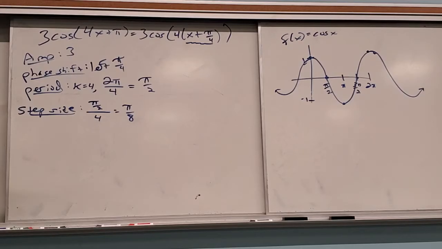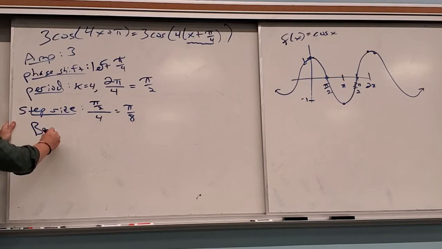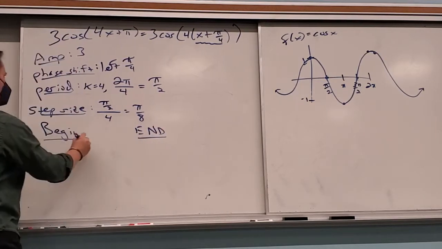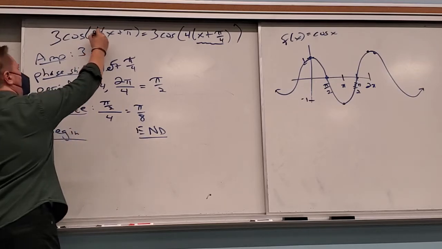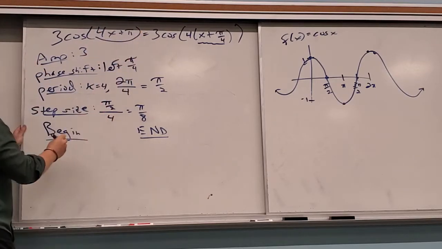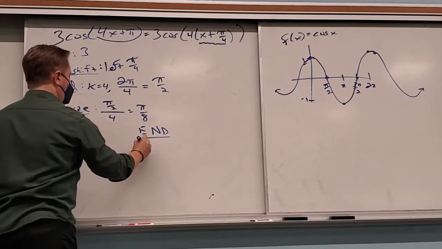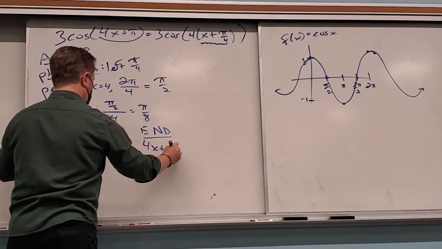And I don't ask for this here because you actually don't need it, but it's still a good thing to do. Begin, end. So cosine starts when this is 0, and cosine ends when this is 2 pi.